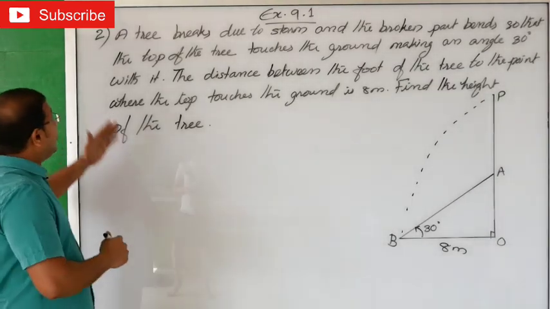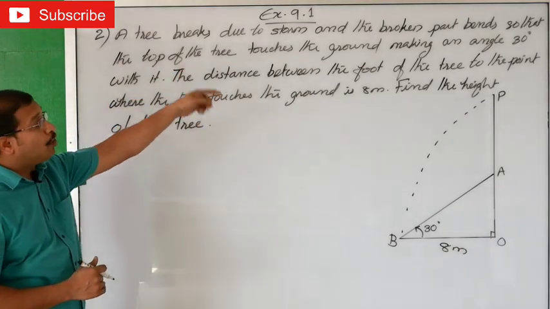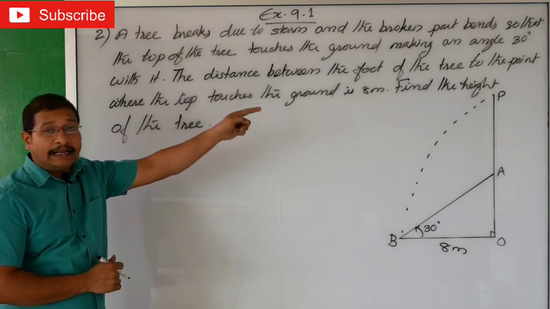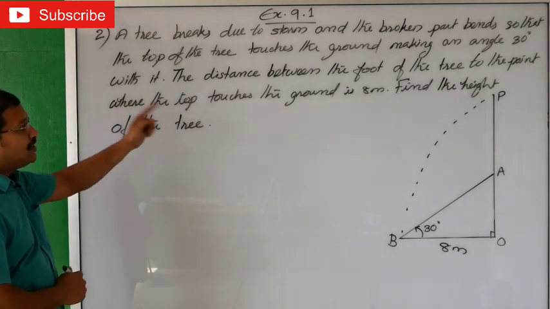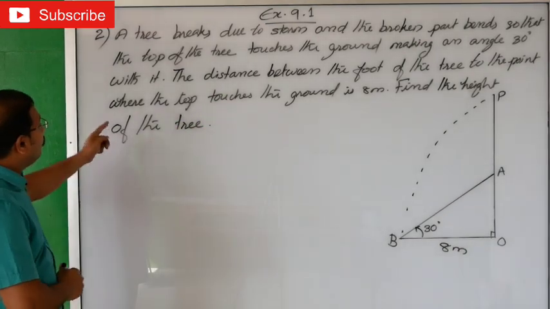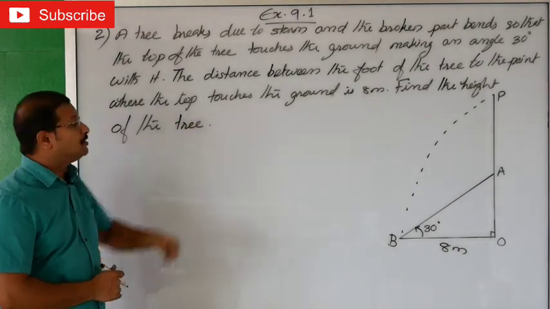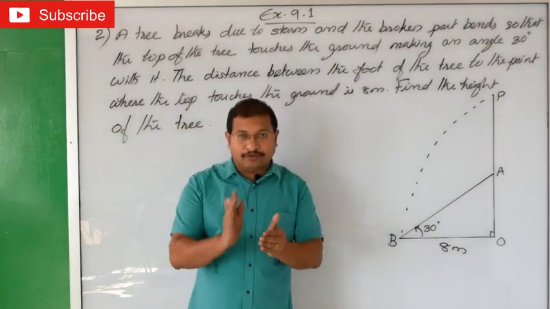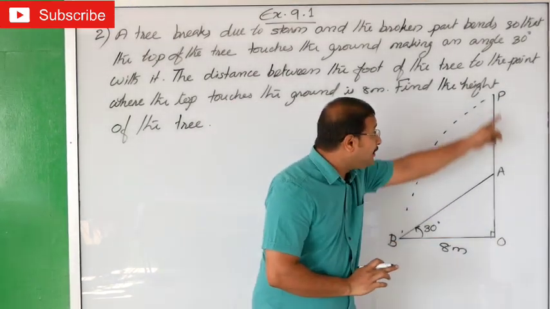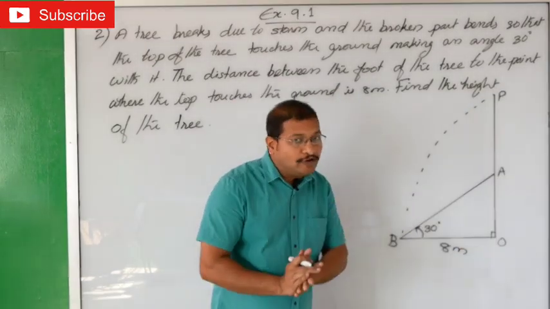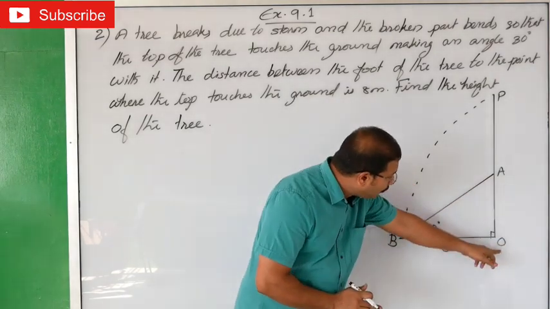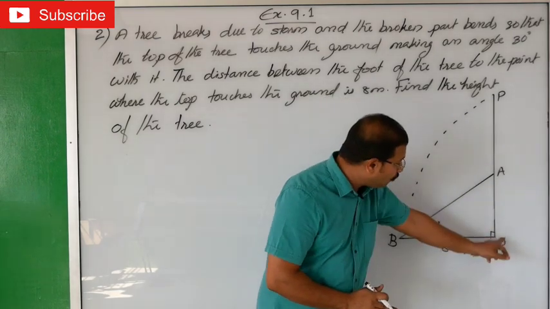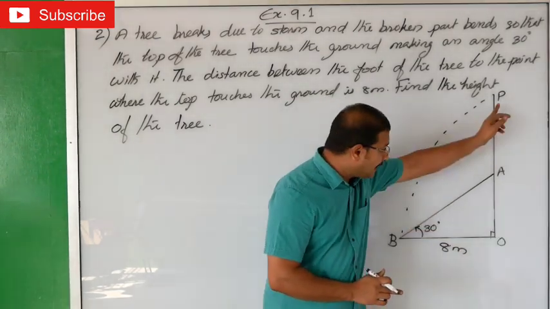Question number 2. A tree breaks due to storm and the broken part bends so that the top of the tree touches the ground, making an angle 30 degrees with it. The distance between the foot of the tree to the point where the top touches the ground is 8 meter. Find the height of the tree. First, we have to find out the height of the tree. So I am taking OP as the tree. That means the height of the tree is AO plus PA or AP. That is OP. OP is the height of the tree.